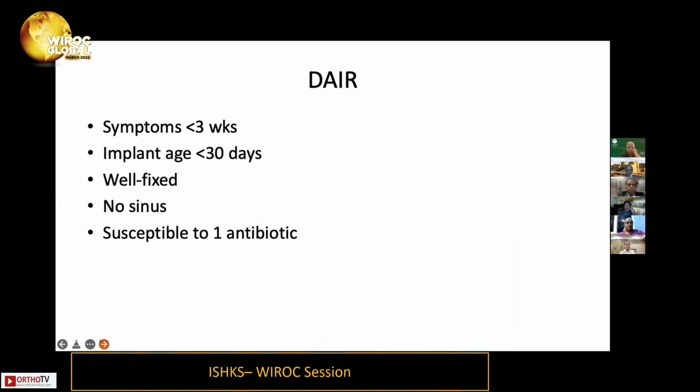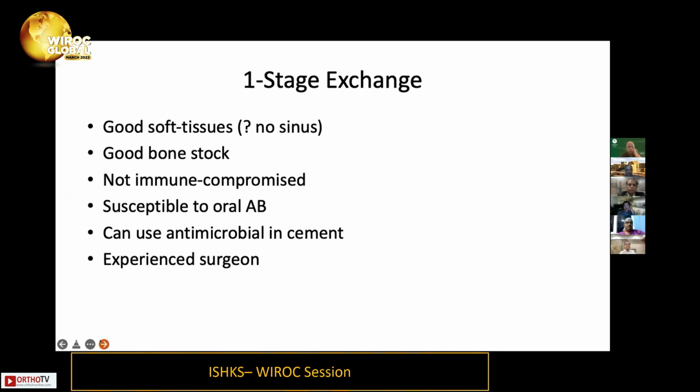This can be done if the symptoms are less than 3 weeks, if the implant age is less than 30 days, if the implant is well fixed, there's no sinus, and at least sensitivity to one antibiotic is present. If not, you can consider a one-stage exchange, provided the soft tissues are good, the bone stock is good, it's not in an immunocompromised patient that you're dealing with, they're susceptible to oral antibiotics. You can use an antibiotic in cement, and if the surgeon is experienced in this process.